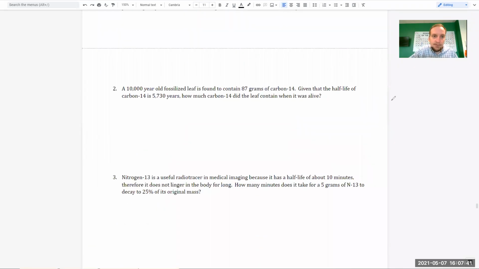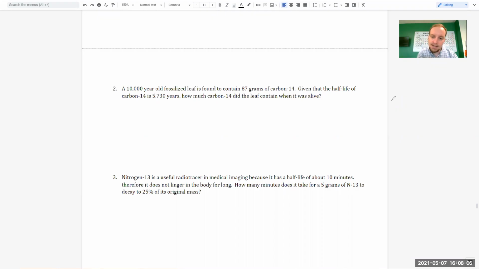For number 3, what we have here, nitrogen-13 is a useful radio tracer in medical imaging because it has a half-life of just about 10 minutes. Therefore, we're a little bit more comfortable injecting that into a person's body because it's not going to last 5,730 years and constantly irradiate you. It does not linger in the body for long.